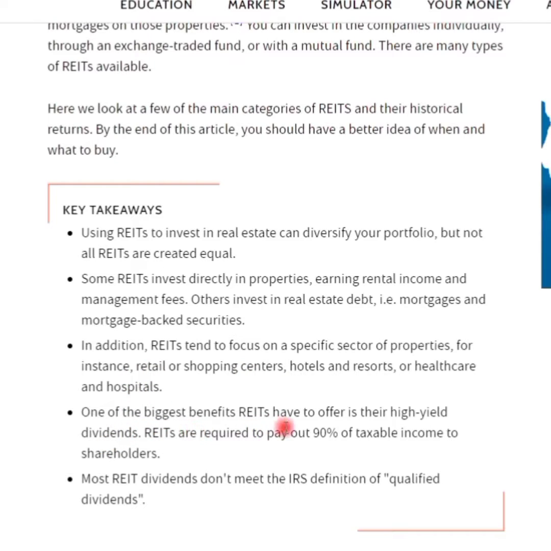One of the biggest benefits REITs have to offer is their high yield dividends. REITs are required to pay out 90% of taxable income to shareholders. Most REIT dividends don't meet the IRS definition of qualified dividends.